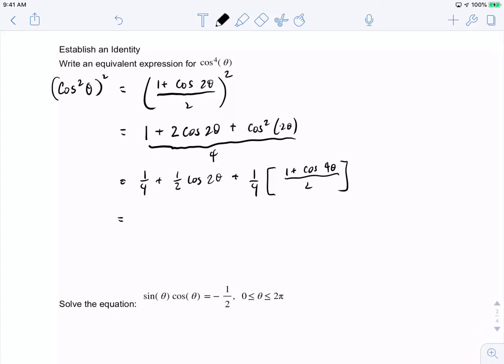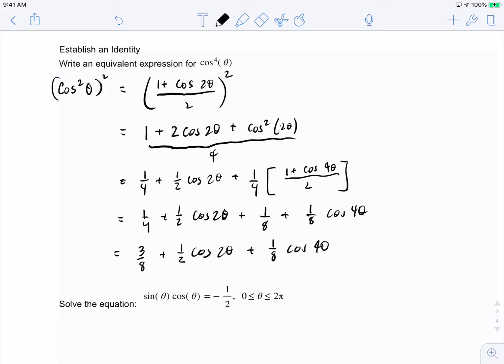And when we expand this, we're going to get 1/4 plus 1/2 cosine 2 theta plus, and then we're going to get 1/8 plus 1/8 cosine 4 theta. Now cleaning this up, I'm going to get 3/8 plus 1/2 cosine 2 theta plus 1/8 cosine 4 theta. And that is equivalent to cosine to the 4th theta.